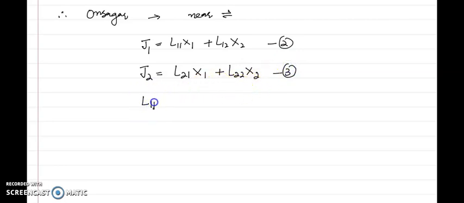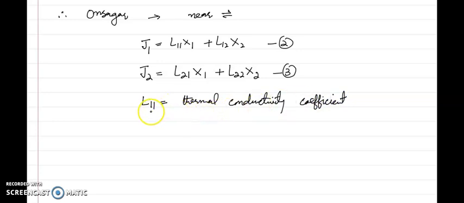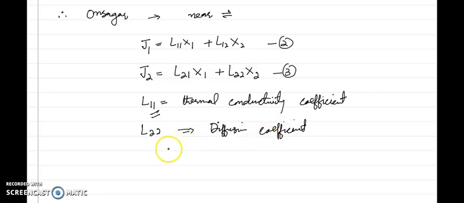This L11 is called the thermal conductivity coefficient, which basically relates J1 with x1, and L22 is simply the diffusion coefficient, which relates J2 with x2.